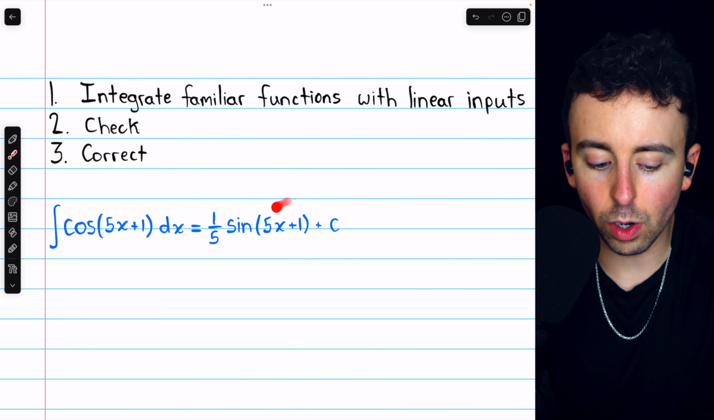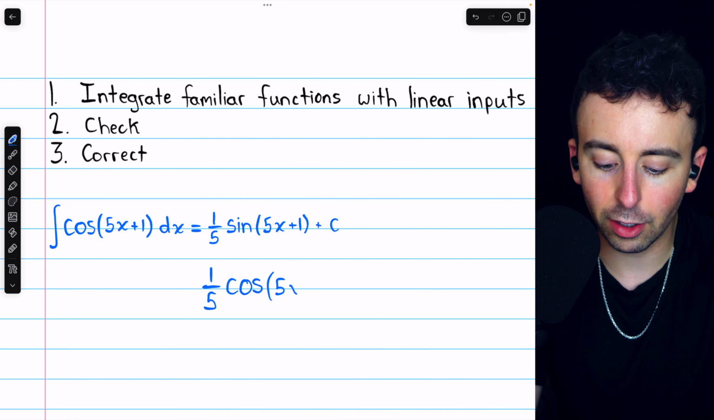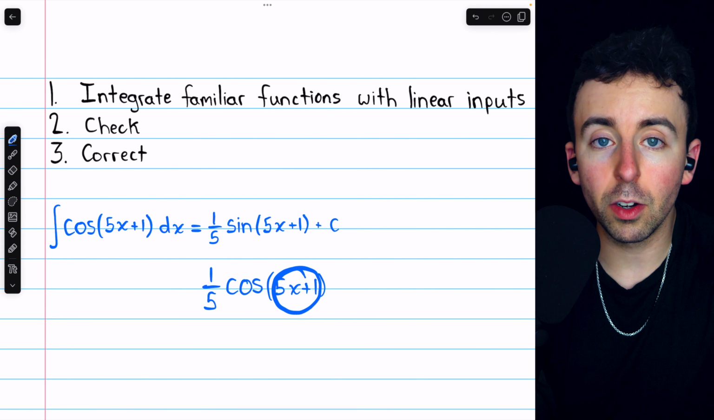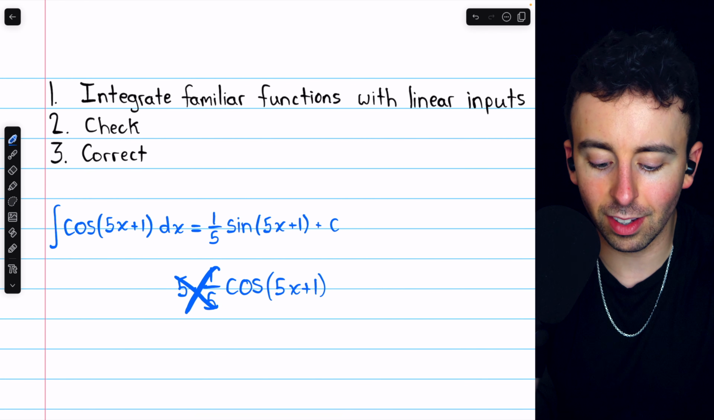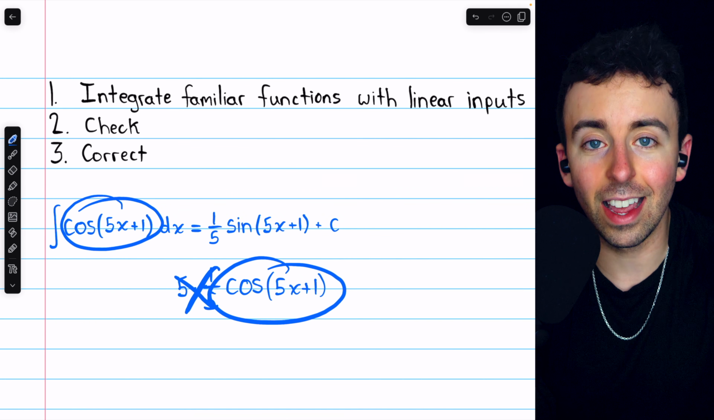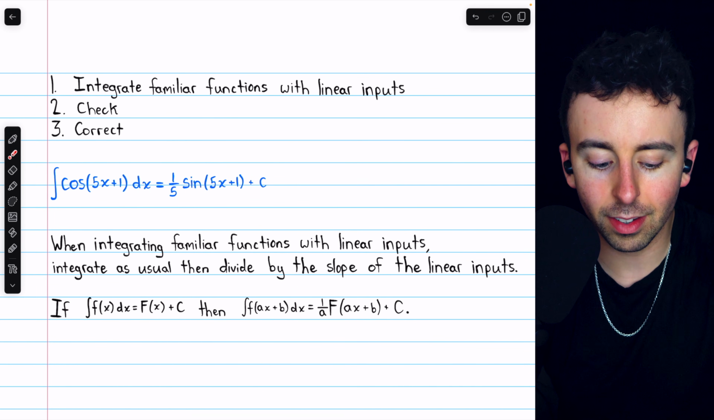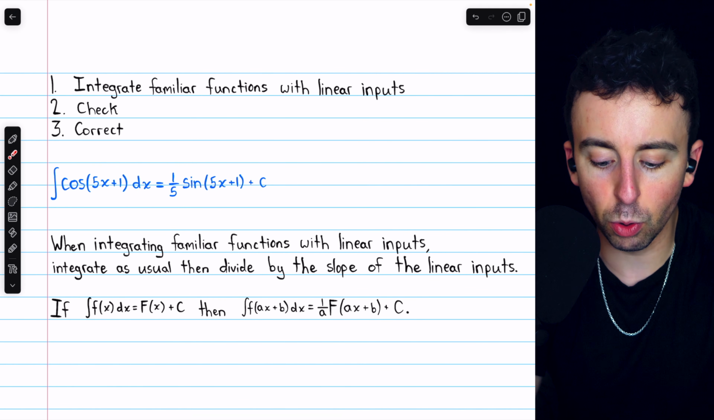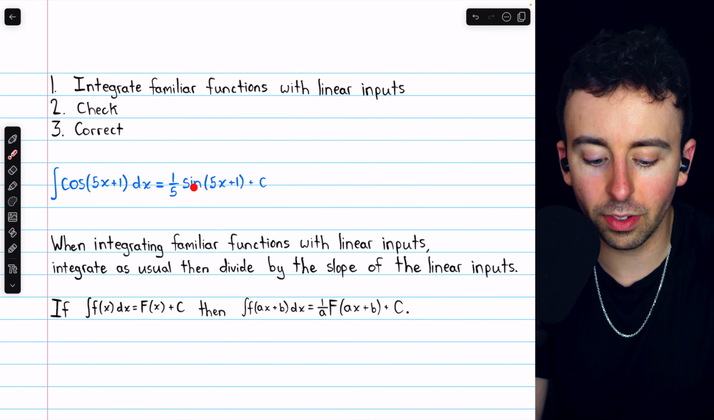So if we tried to take the derivative of this, we would get the 1/5 still outside, multiplied by the derivative of sine, which is cosine, so cosine of (5x + 1). The derivative of the constant is 0. By the chain rule, we have to multiply by the derivative of 5x + 1, which of course is 5. The 5 and the 1/5 cancel out just as desired, and we see that this is correct. So in general, when integrating familiar functions with linear inputs, all we have to do is integrate as usual, then divide by the slope of the linear input. Just like we did here. We integrated the cosine, and then we divided by 5, the slope of that linear input.